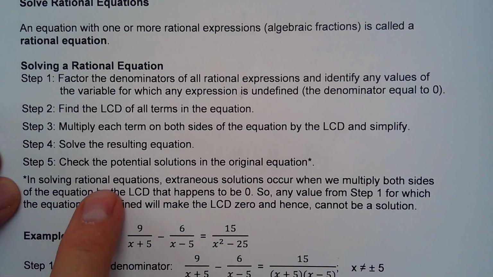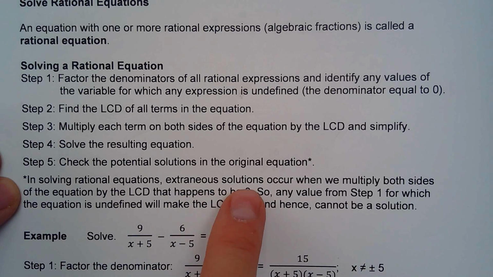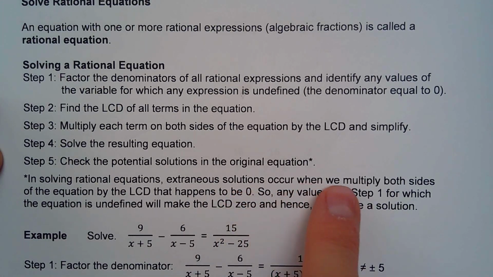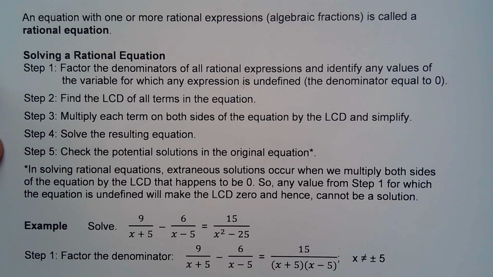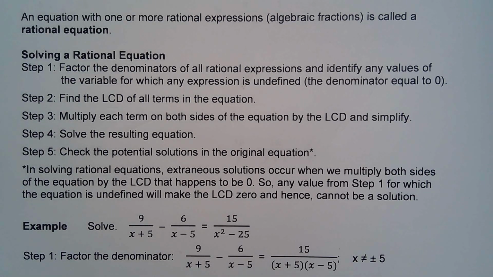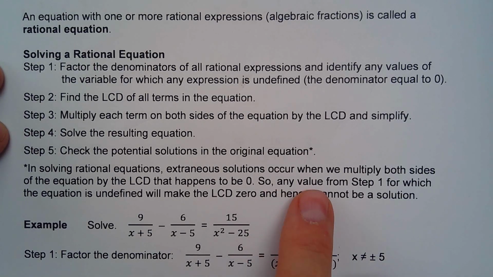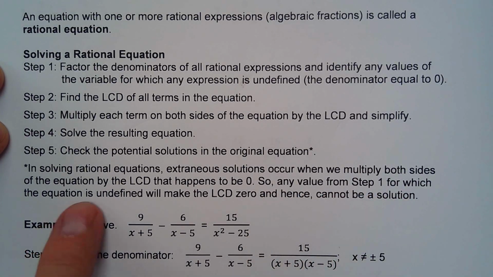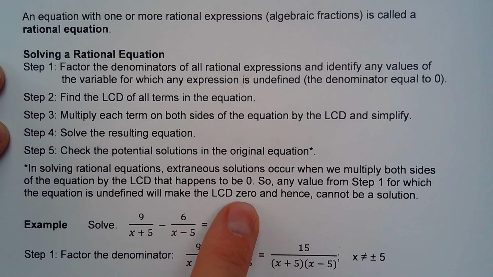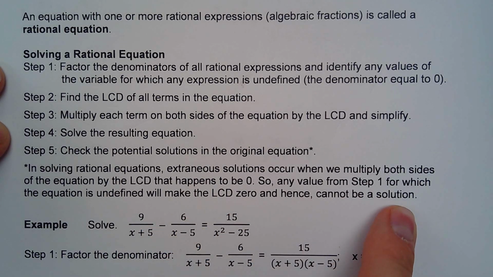So in solving rational equations, extraneous solutions, fake solutions, occur when we multiply both sides of the equation by the LCD that happens to be 0. The multiplication property of equality says we're only allowed to multiply or divide both sides of an equation by any non-zero real number. So for any value from step 1 for which the equation is undefined, we'll make the LCD 0 and hence it cannot be a solution.